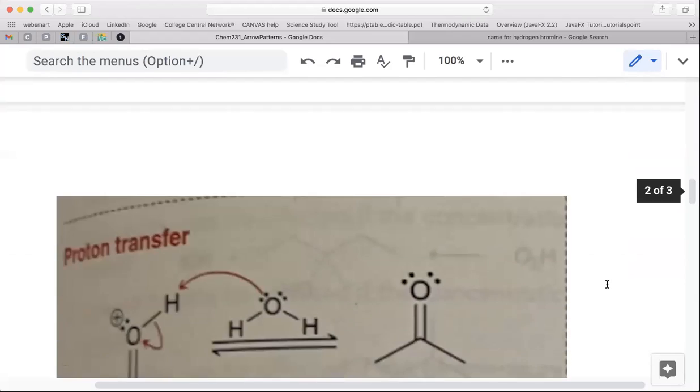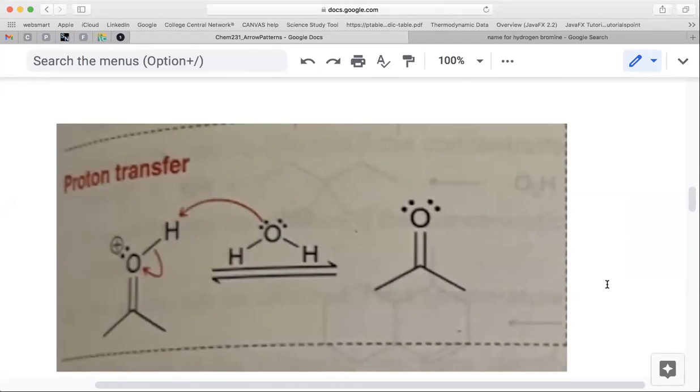The next reaction that we want to look at is the proton transfer pattern. So again, first thing that you want to identify is just what's going on. You see that there's two arrows. What are they pointing at? Where are they pointing to? And what is the result? This is a reversible reaction, obviously. So this is just one part of the reaction as a whole. This is one pattern that we want to identify.